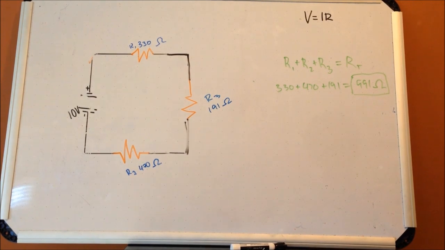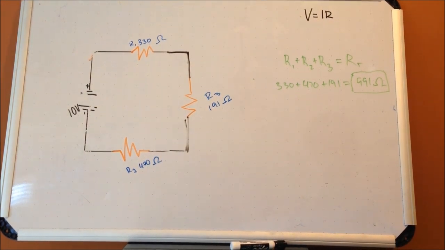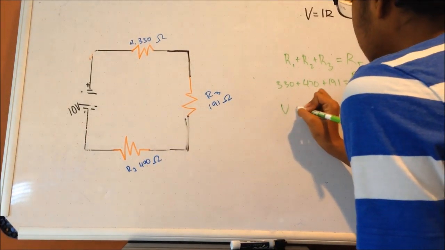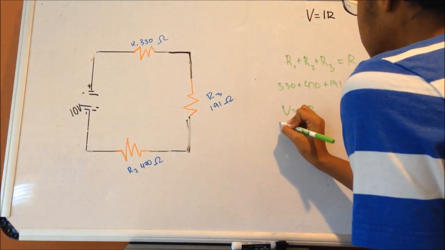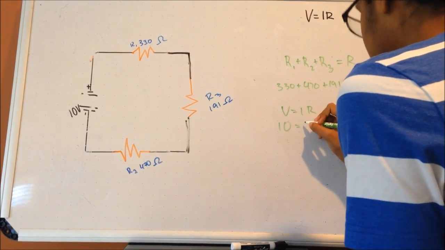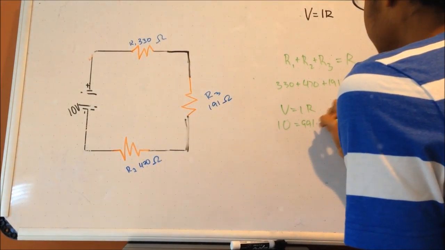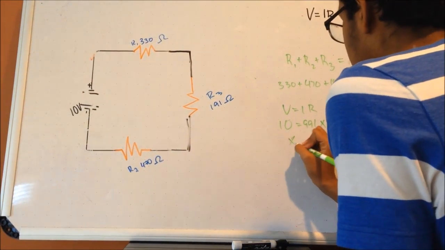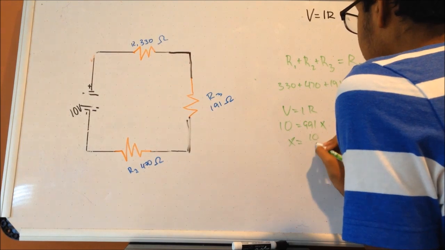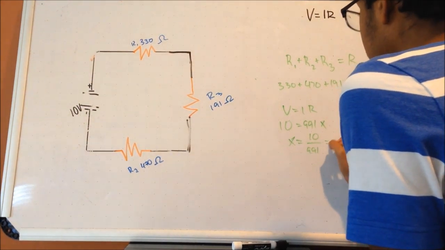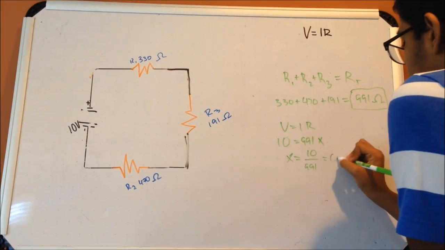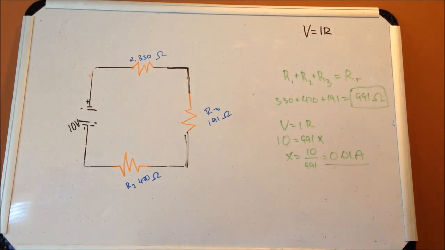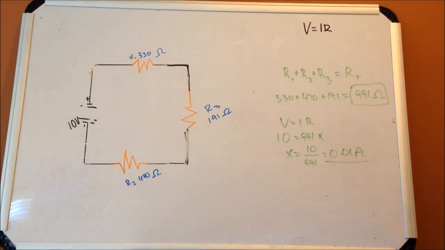Using the voltage and the total resistance, we can find the current of the circuit. Total current. So V equals IR. Voltage is 10, resistance is 991, and current is unknown. So using the formula, we can figure out 10 over 991 equals 0.01 amperes. That's the total current of the circuit.